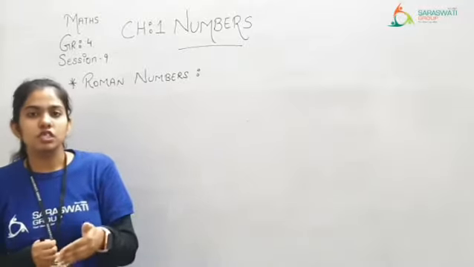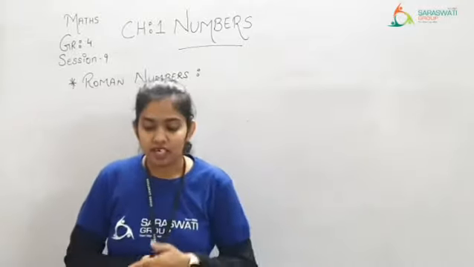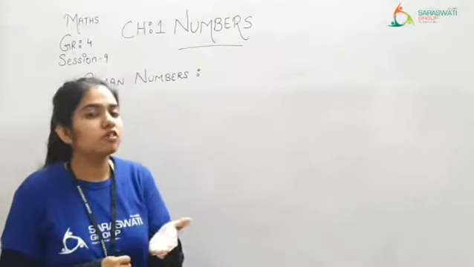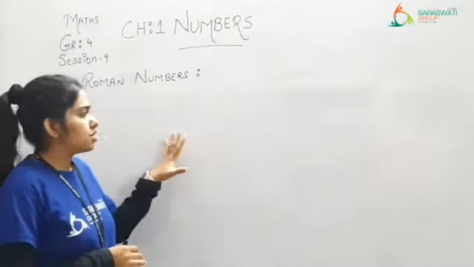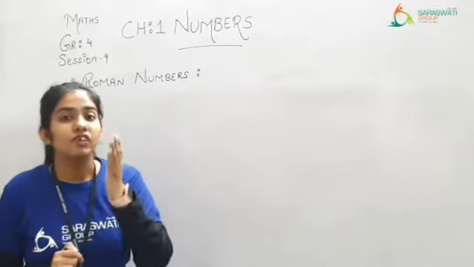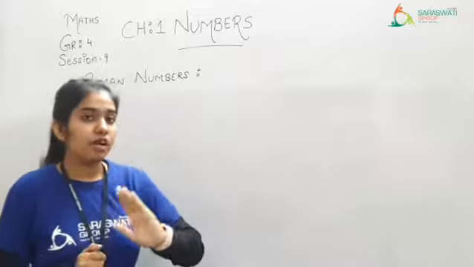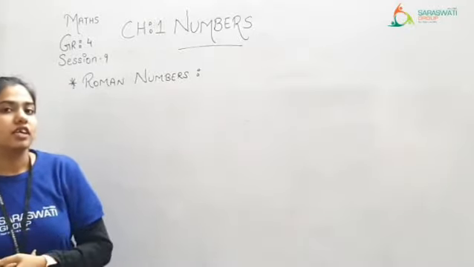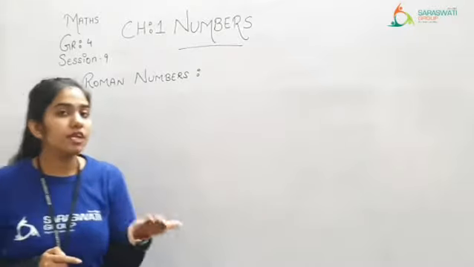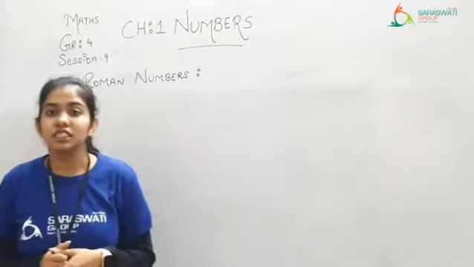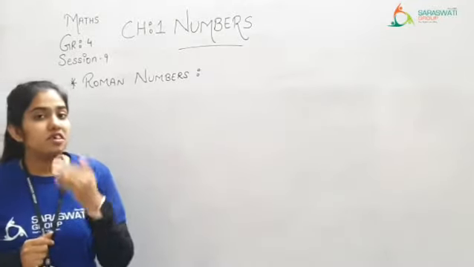Now we are going to learn something different: the missing values, that is, complete the following. You will be given 2 digits and you have to complete the rest with the help of Roman numbers. You have to complete the missing letters, the missing values, not with Hindu Arabic numbers but with Roman numbers. So that we are going to learn.